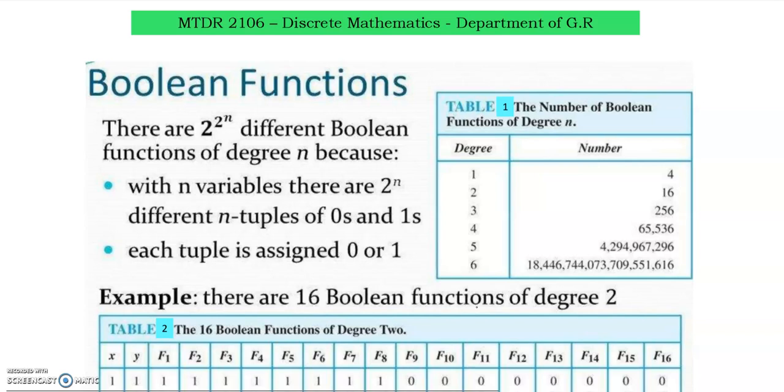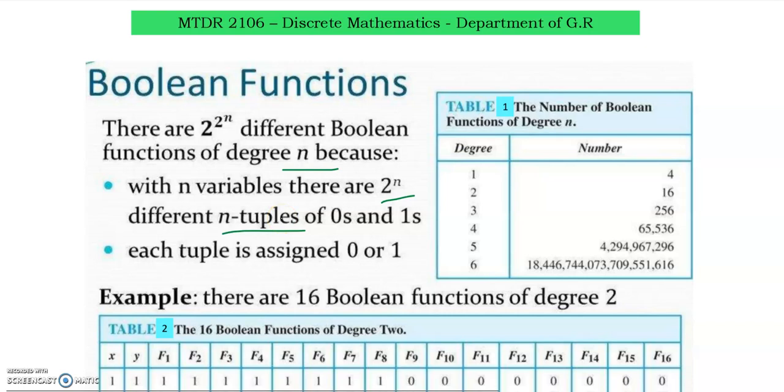Now we'll see what a Boolean function is. You see, there are 2 to the power n different Boolean functions of degree n. Suppose we have n variables. With n variables there are 2 power n different n-tuples of zeros and ones. This we know. Suppose I have 3 variables, then 2 power 3, 8 different 3-tuples, we will have in the function.